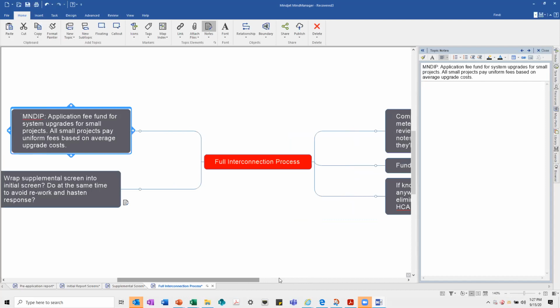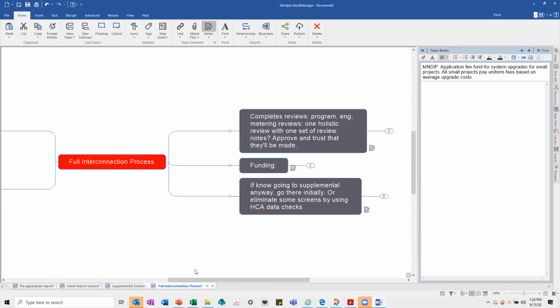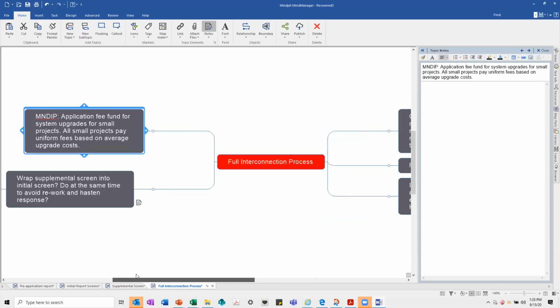Okay, and I think that's a great idea. I think it falls outside of the scope of this work group and flips into that MINDIP work group, because it's a different way to address how cost causation and system upgrades are allocated. But good input, got it captured, and we'll flip it over to that conversation if that's okay.